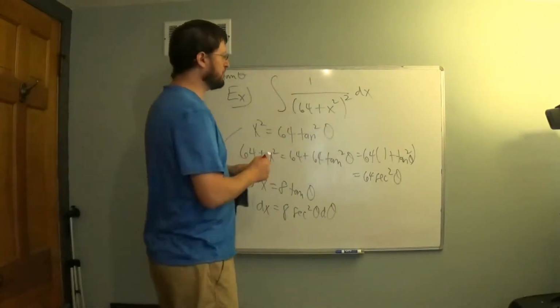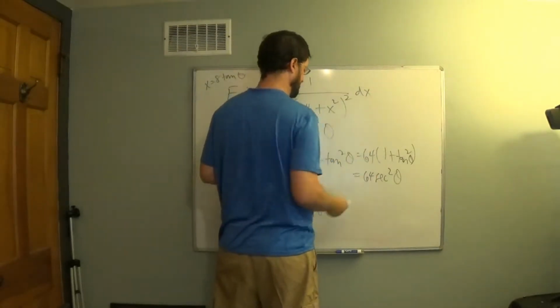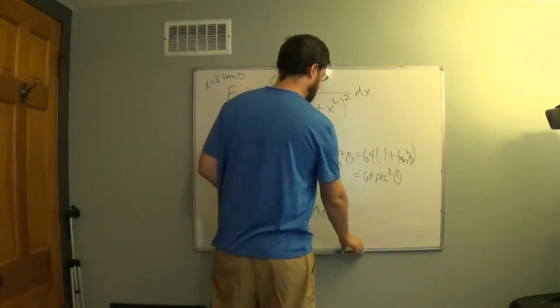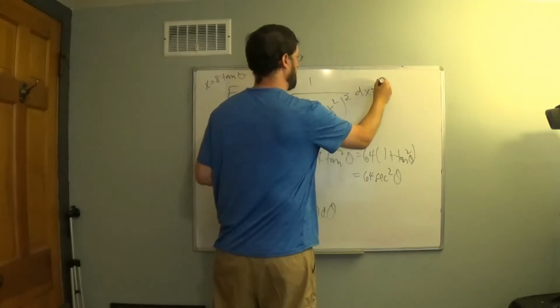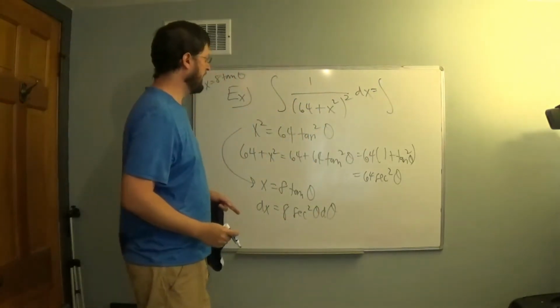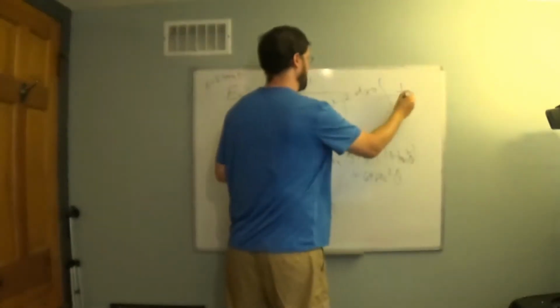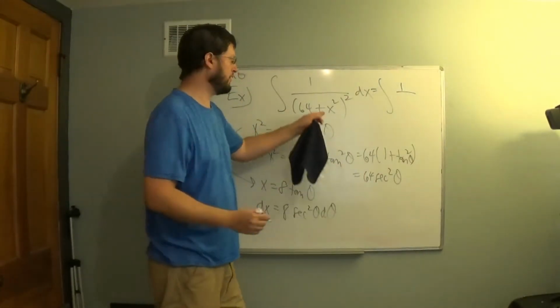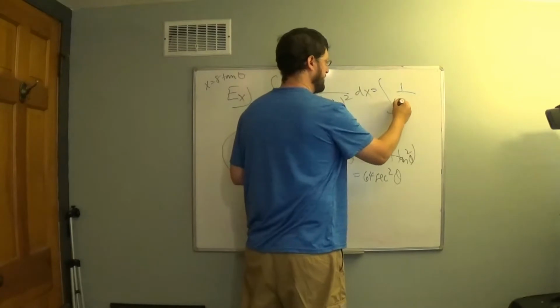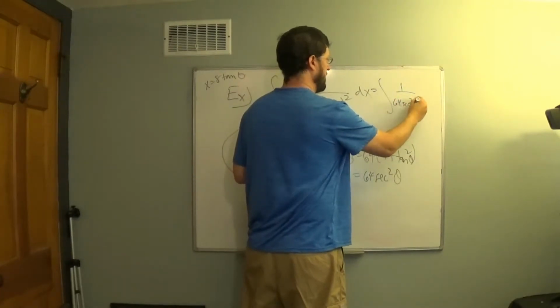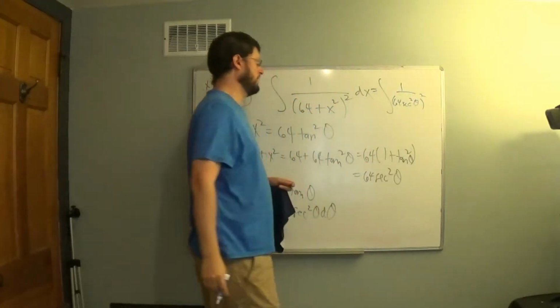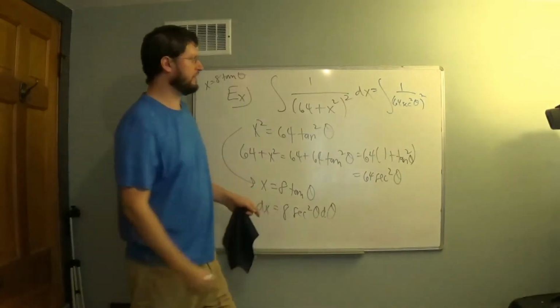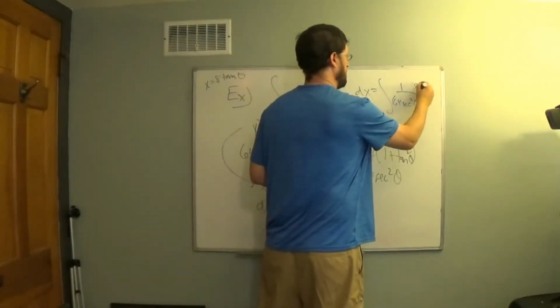So we then make our substitutions in our integral. And I get 1 over 64 plus x squared is 64 secant squared, so I need that squared. So that's 64 secant squared theta squared multiplied by 8 secant squared theta d theta.